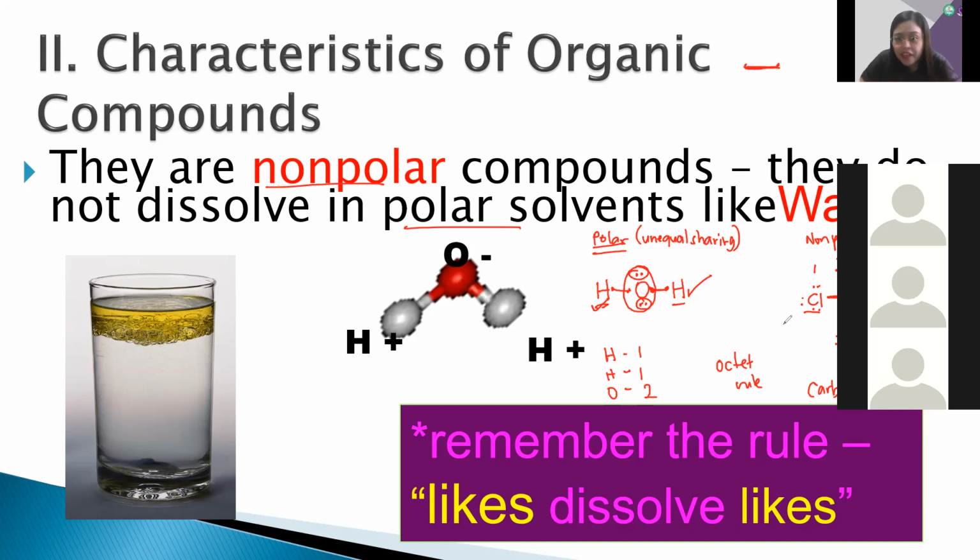So wala kang makikita na ganito na electron sa kanya. Si carbon dyan, lahat ng kanyang electrons na share niya with the elements, which is chlorine. So there will be equal sharing of electrons when you say non-polar na substance or compound.